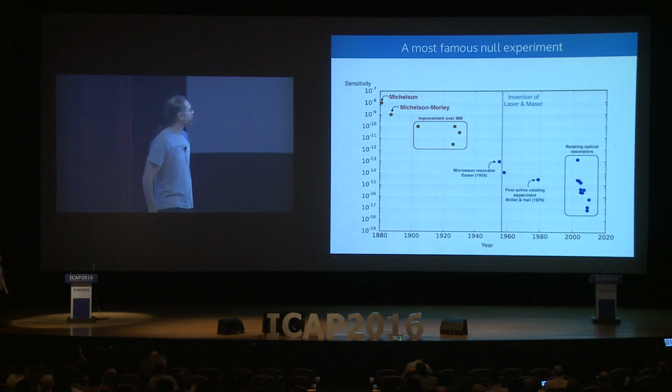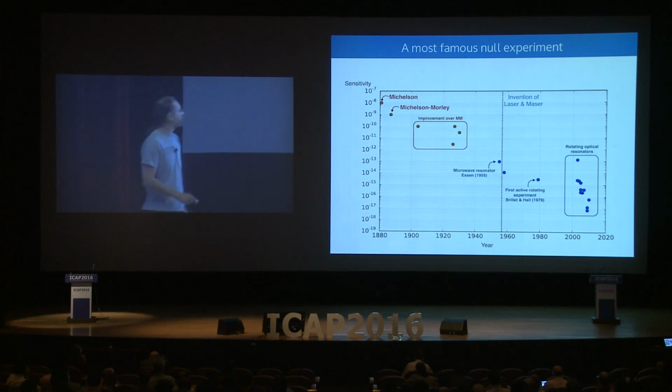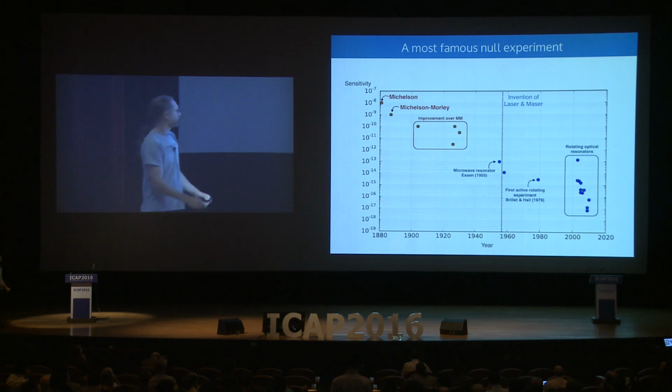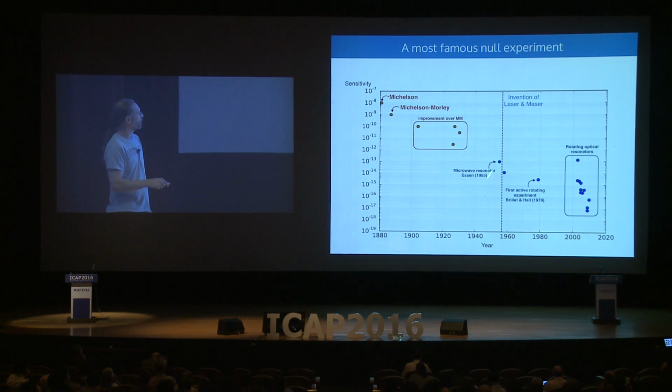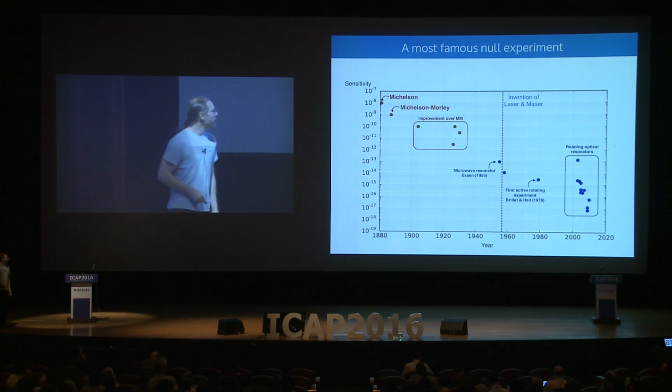This was a quite important result, and as a consequence, many people improved this test over time, really checking whether the speed of light is isotropic in space. And you can also see here, what I find quite remarkable, that the invention of the laser did not really have a big impact.